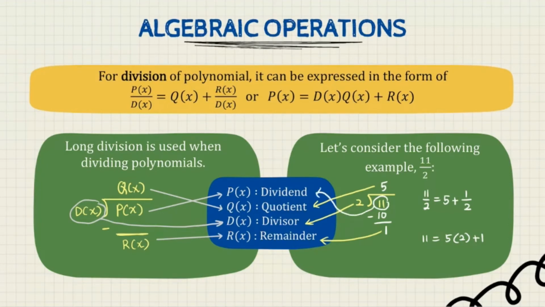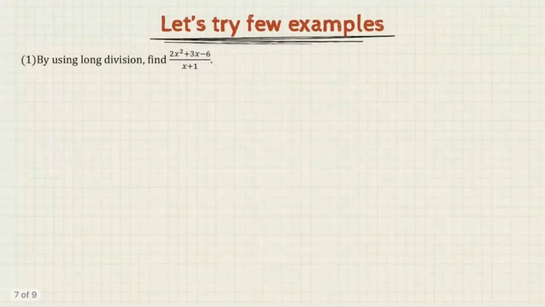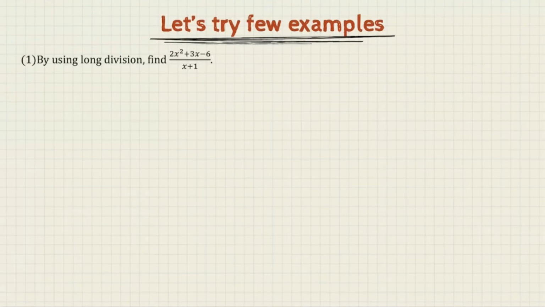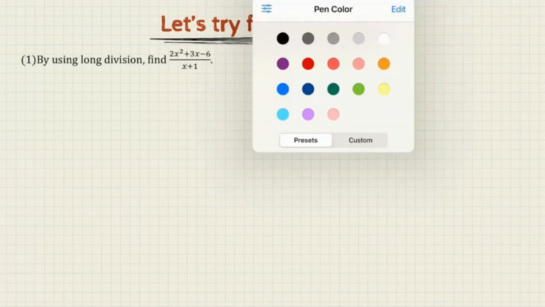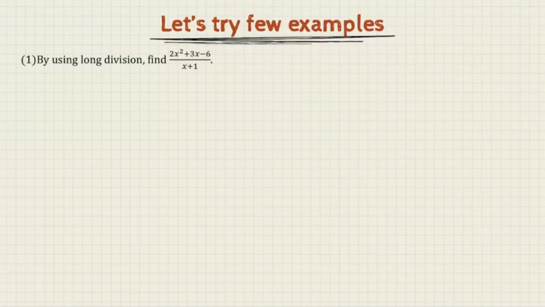Okay, take the same thing. Okay, if we use numbers it looks easy, right? Now let's look at when we use an unknown here: polynomial 2x square plus 3x minus 6 divided by x plus 1. Okay, this question already mentions use long division to find 2x square plus 3x minus 6 over x plus 1.